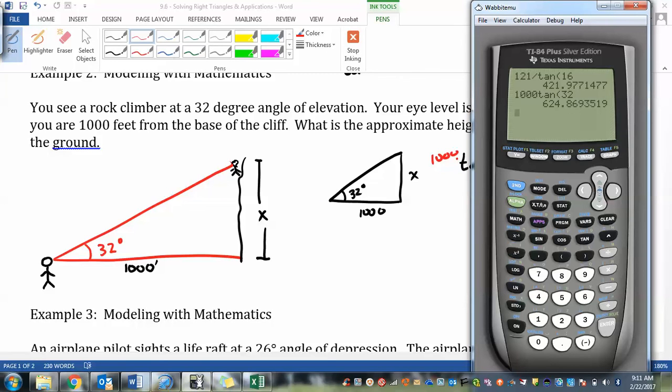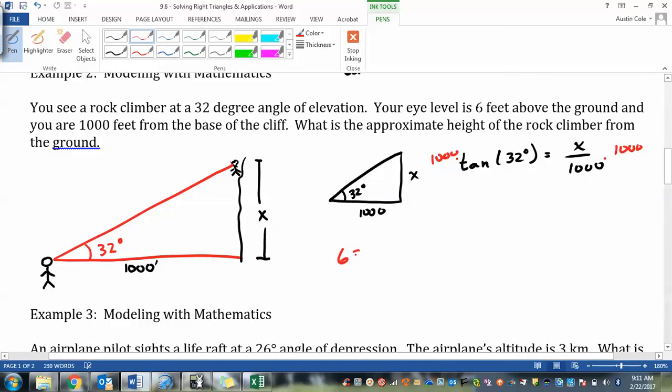What do we need to do to that? Add 6. Because I want the ground, and that's going to be 630.87. So 630.87. We're in feet. Questions there?